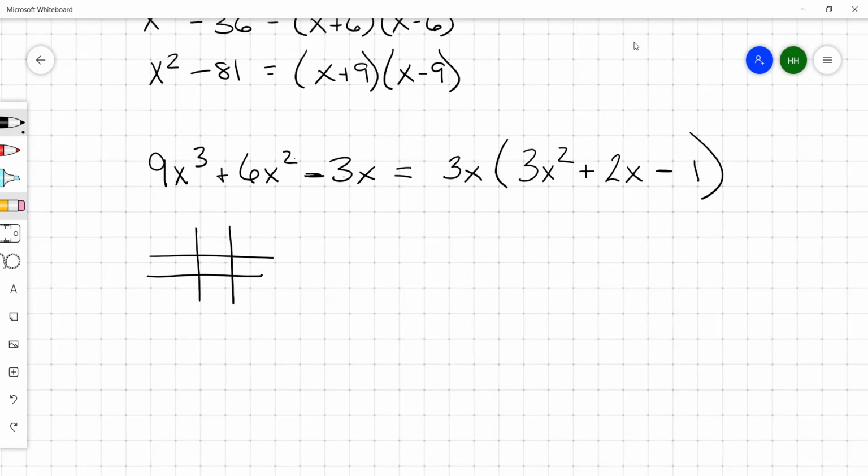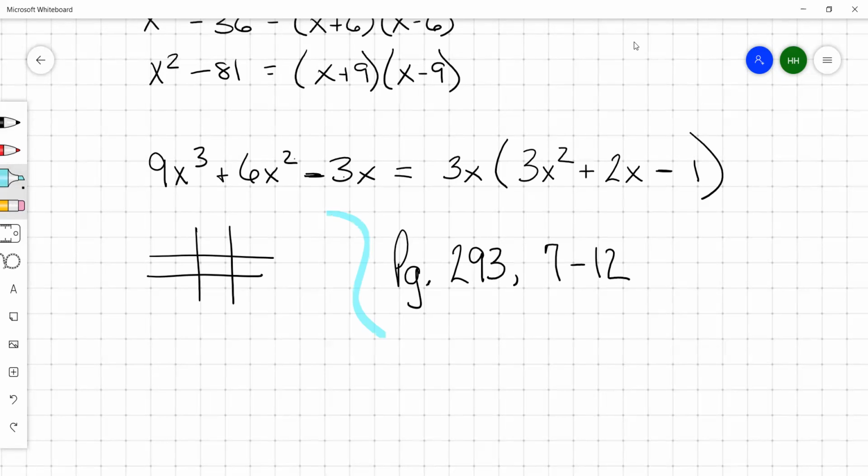So your practice for today. I'm not going to finish this one because you're going to finish it in your assignment. Page 293, 7 through 12.